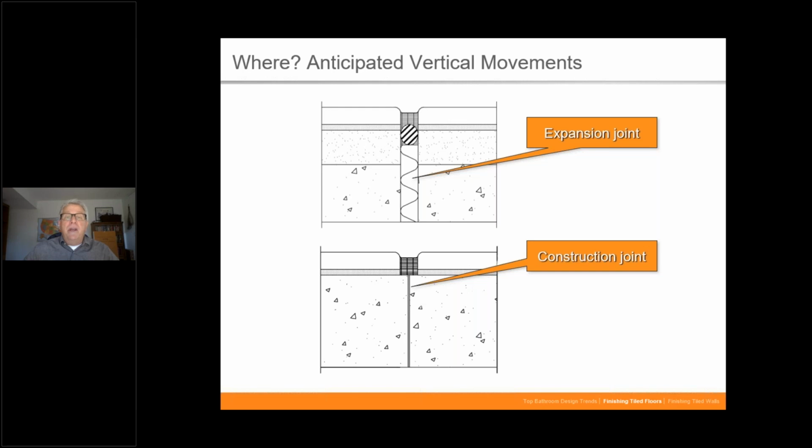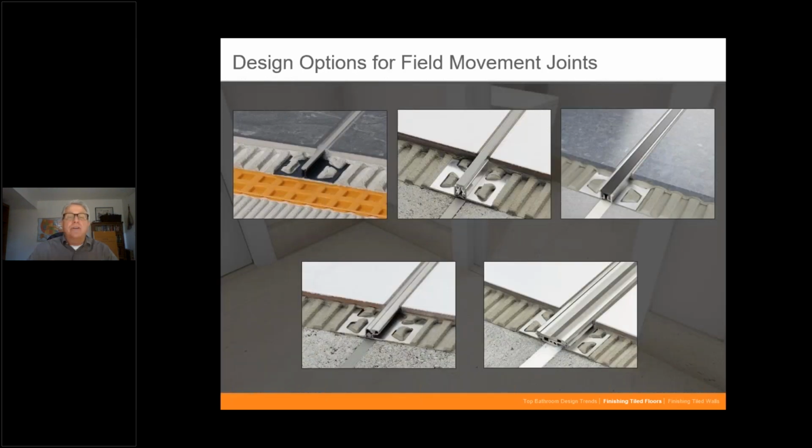So another place where anticipated vertical movement comes into play. Certainly you can't bridge a tile across over these seams where these could be moving out of plane like this, a vertical movement. So keep that in mind too.